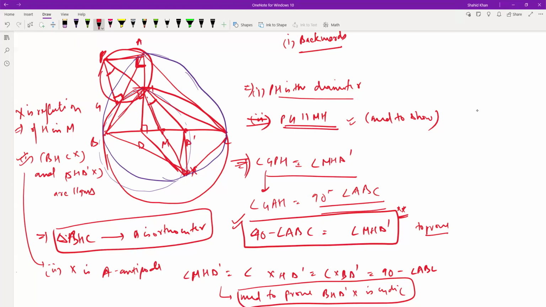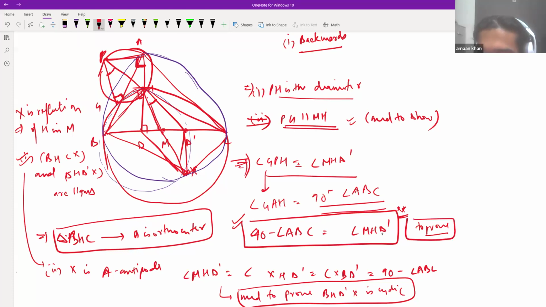And above, how did we say 90 minus ABC is MHD'? Oh, we didn't say it like I wrote. We need to prove this. We are working backwards, right? So we first needed to prove this, then we reduced it to this, then we reduced it to this. Can you see the problem?